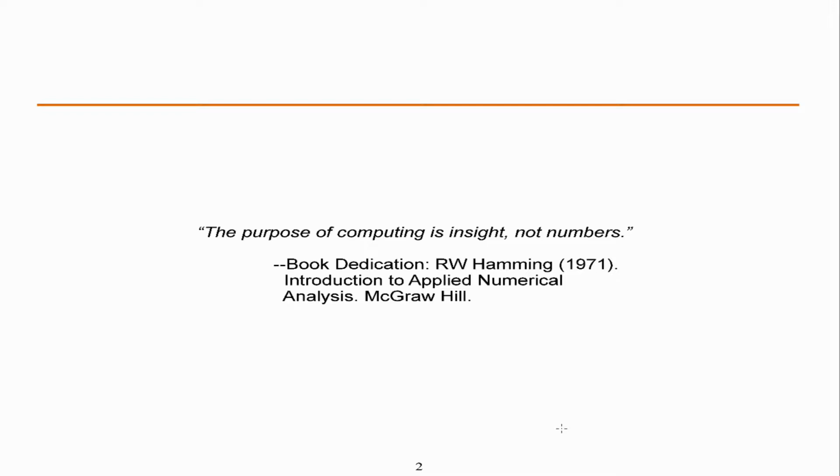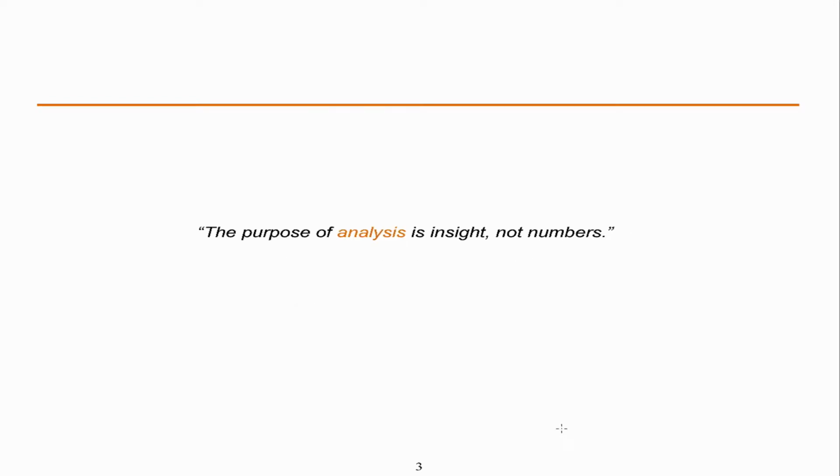Hamming was the author of that book, and I always like this quote. The idea is that with all the uncertainty in engineering design and analysis, I prefer to change it a little bit and say the purpose of analysis is insight, not numbers. That's what we're doing in this class, analysis, okay? With all the uncertainty in engineering design, it's very difficult to have exact predictions. A lot of times we use computing to understand trends, just to gain insight into the problem.